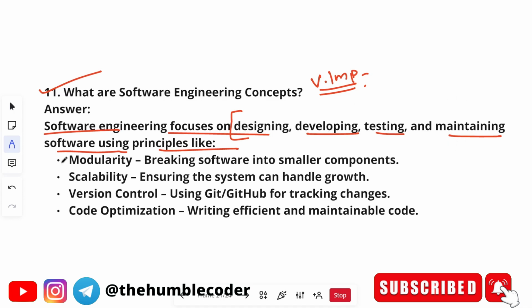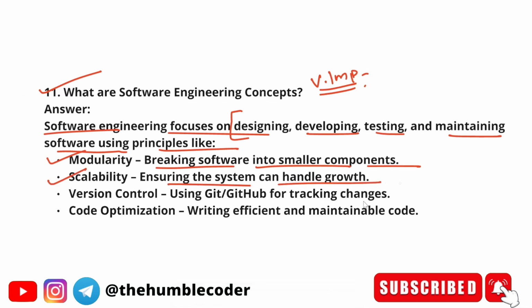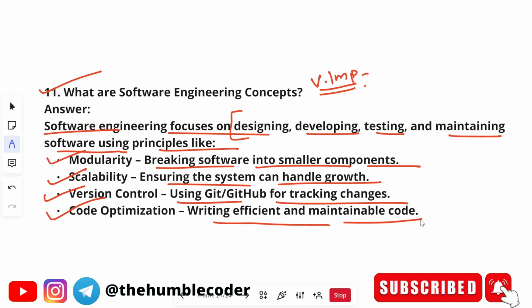Okay, so there are some principles. Modularity means breaking the software into smaller components. Scalability, ensuring that the system can handle growth. If at any later point of time your software has to grow, then it is possible. Version controlling, using Git or GitHub for tracking the changes. If you want to revert back to a previous version, that should be possible. Code optimization, writing efficient and maintainable code. Okay, so these are the software engineering concepts.